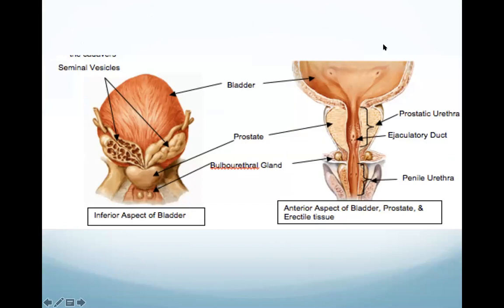This is a frontal section, so we're cutting into the bladder. So this is the bladder above. Notice the trigone here. Those are the ureteral openings and urethra. That's the trigone. We see the prostate immediately underneath, and we see the prostatic urethra. We see all these little tiny holes here. These little tiny holes or apertures are ductules of the prostate. And then we see this central hole here.